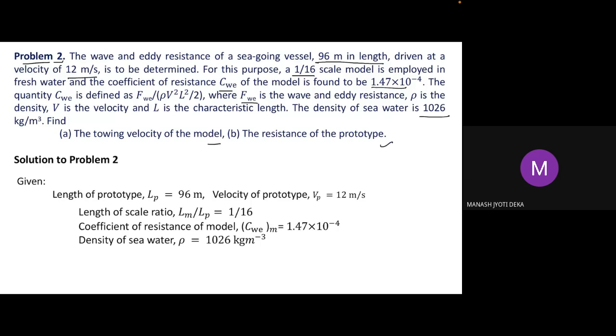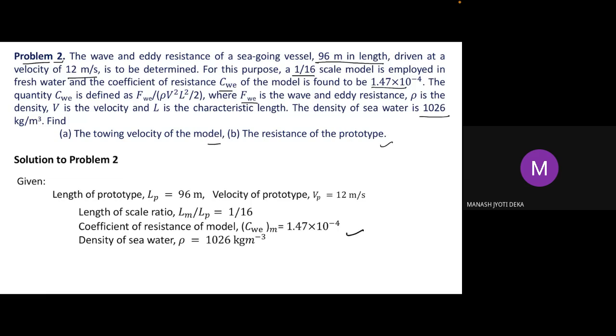So here the prototype length is given as 96 meter, and the velocity of the prototype is given as 12 meter per second. The length scale of the model is given as 1 by 16 of the prototype, so Lm by Lp is 1 by 16. The coefficient of resistance of the model, that CWE, is 1.47 times 10 to the minus 4.